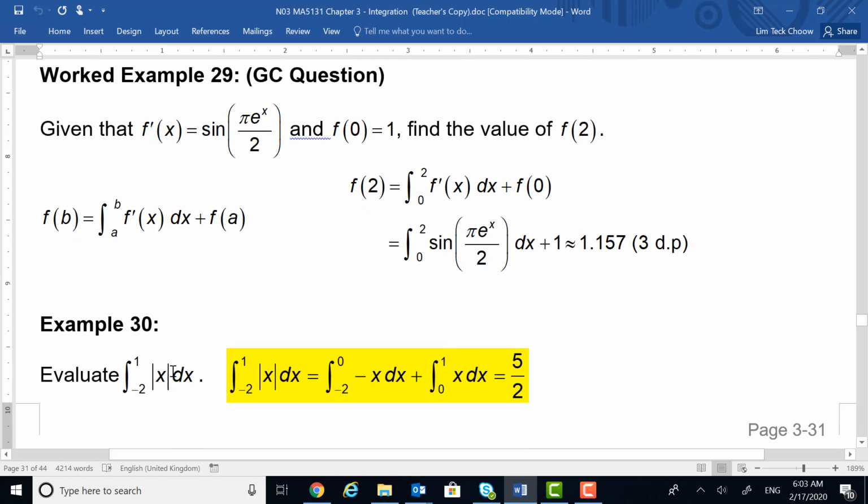Example 30, if you're trying to integrate a modulus, the way to integrate a modulus is you must break into intervals, from -2 to 0. Within this interval from -2 to 0, this function inside is negative, so remove the modulus using a minus, and then from 0 to 1 of x, and then just perform the usual integration. Alright, give someone a chance to take a look.